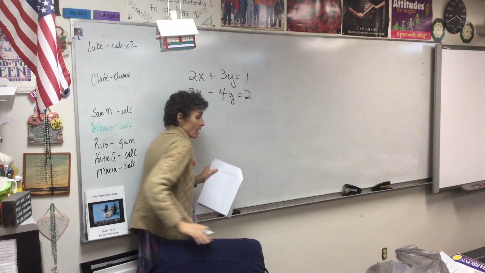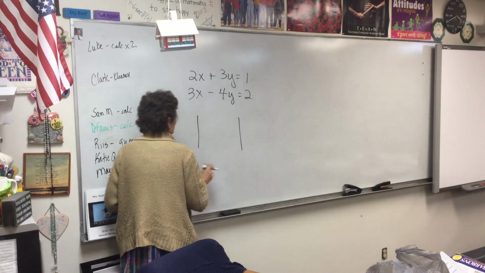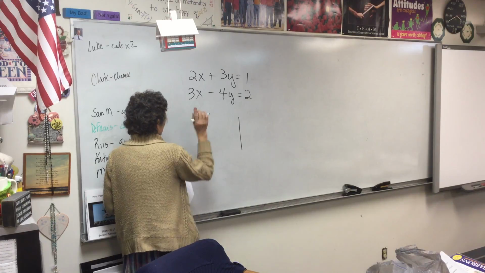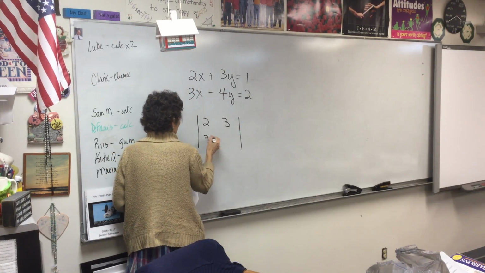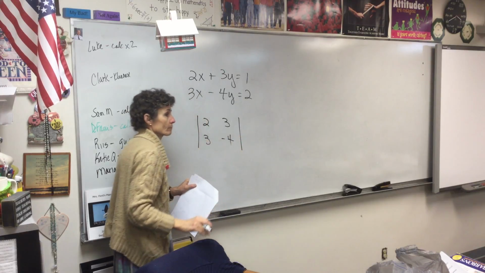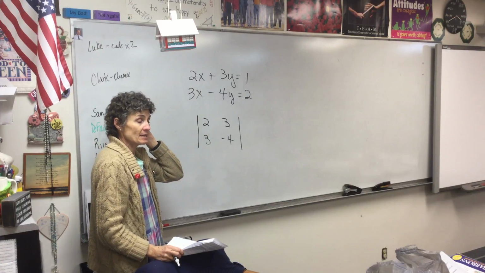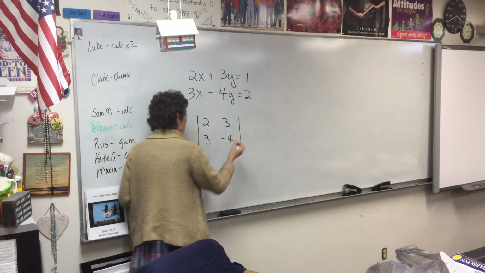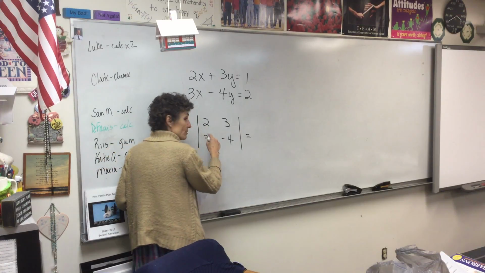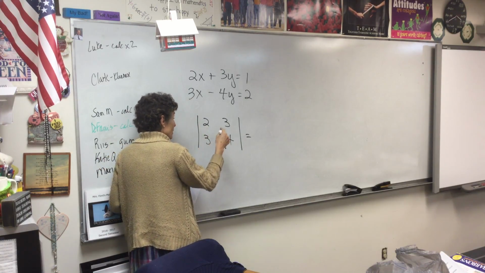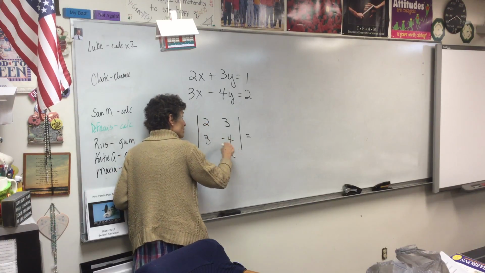So the first thing I want you to do is make a determinant of the coefficients. By coefficients, I mean 2, 3, 3, negative 4. Now, when I say make a determinant, you know how to evaluate that. How do we do this determinant? This will be on your quiz tomorrow. Doing a determinant, not doing Cramer's rule, but doing a determinant.